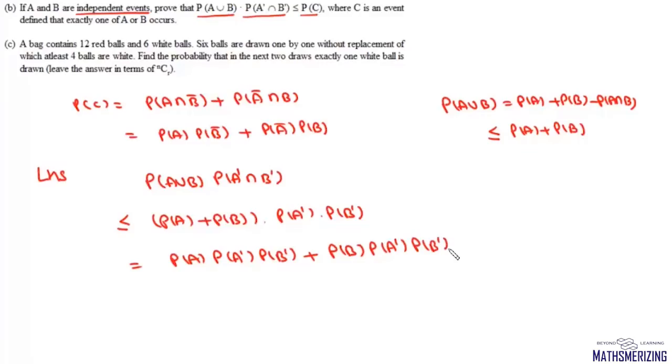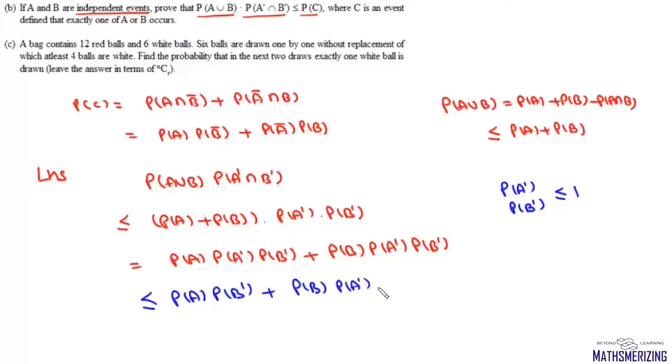Now clearly PA naught and PB naught, they are less than or equal to 1, and if they are less than or equal to 1, that means this is less than or equal to PA into PB naught plus PB into PA naught, which is nothing but PC. So we have proved that probability of A union B into probability of A naught intersection B naught will always be less than or equal to probability of C if A and B are independent and C is an event defined that exactly one of A or B occurs.